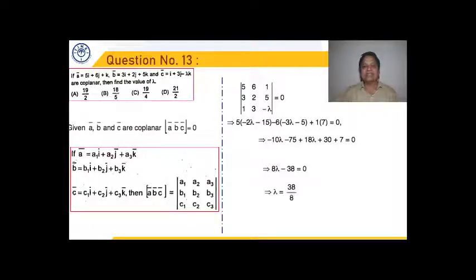So lambda is 38 by 8. 38 by 8 both have 2 as a common factor, so we can write this as 19 by 4. We simply take the three vectors, find the scalar product, and since they are coplanar as given in the question, we equate it to 0. So the value of lambda comes out to be 19 by 4, and if we look at the choices, we get choice C as the answer. I hope this is clear.